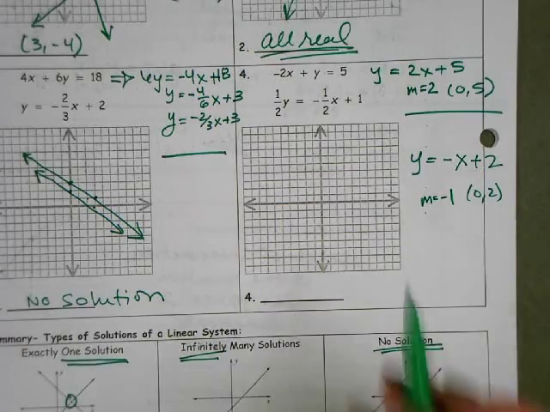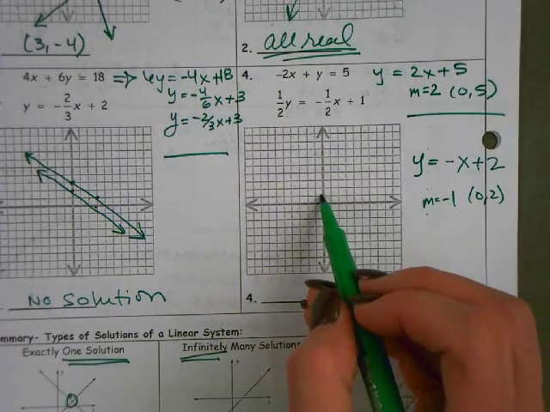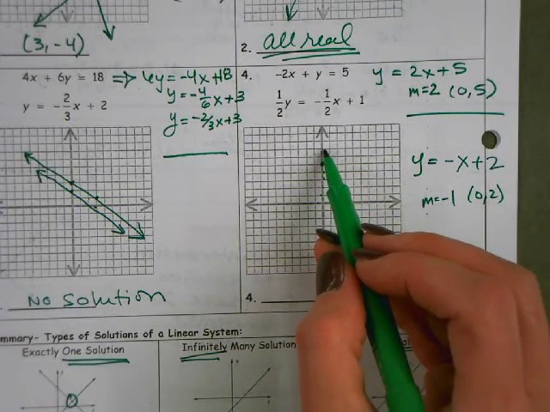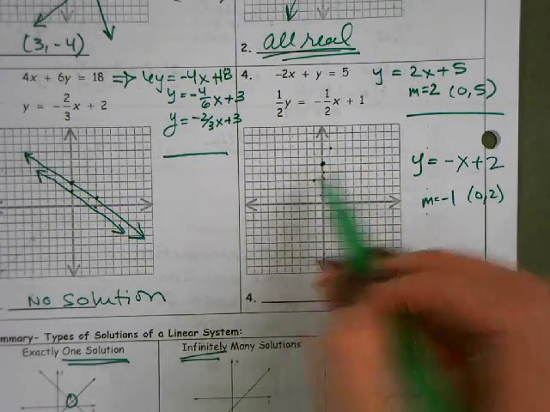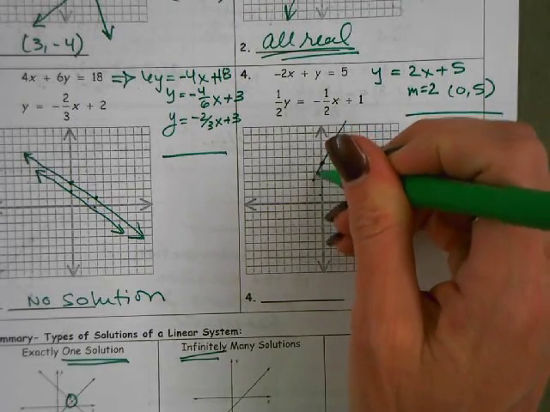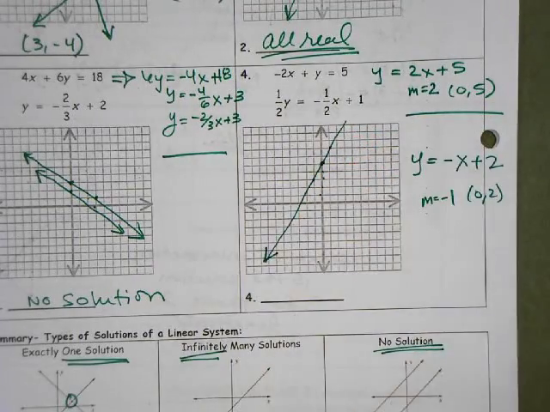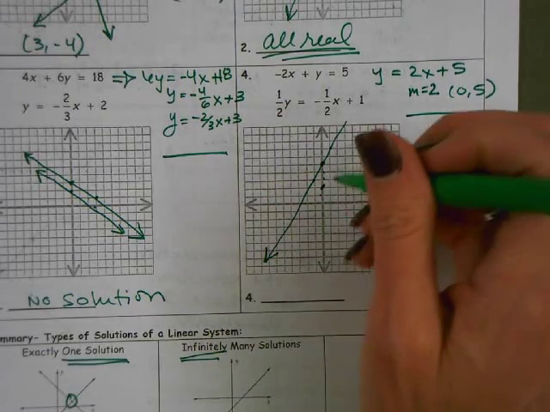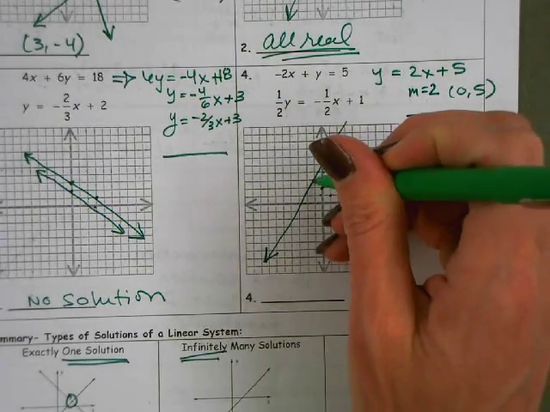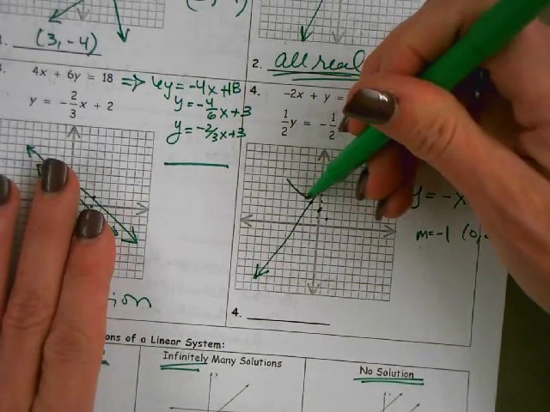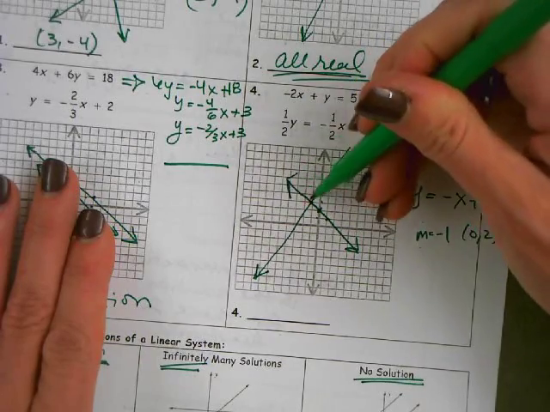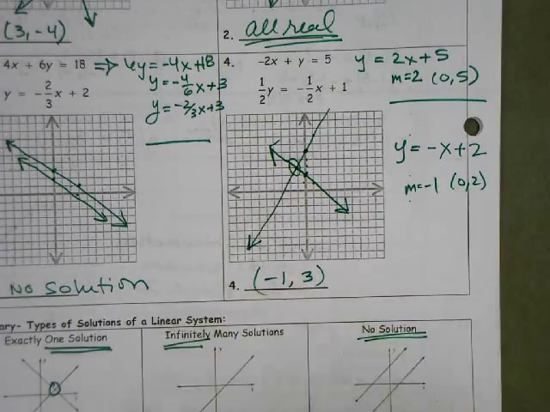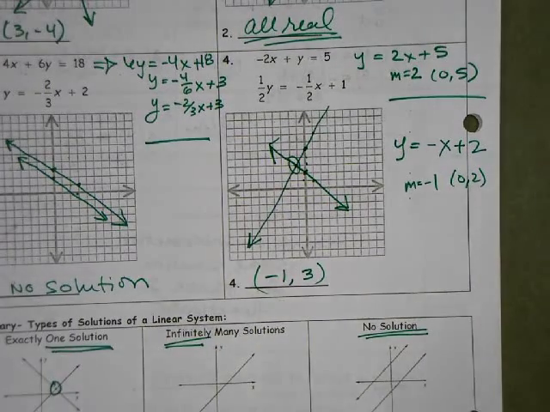Okay, so I'll go (0, 5), and then I'll go up 2 over 1, like that. Okay, and then the other one is (0, 2), and it's a negative 1 slope, so it's down 1 over 1, up 1 over 1. It looks like they intersect right here, and that point of intersection then is (-1, 3). Questions on those?